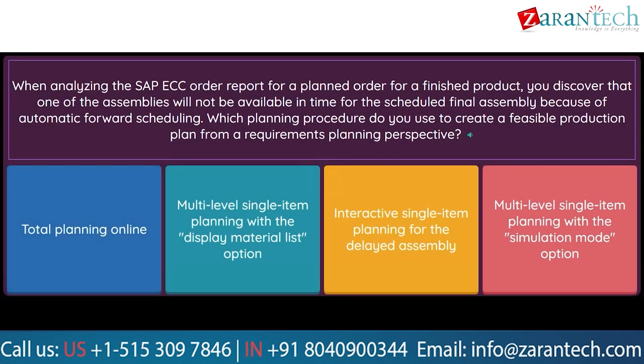Question: when analyzing the SAP ECC order report for a planned order for a finished product, you discover that one of the assemblies will not be available in time for the scheduled final assembly because of automatic forward scheduling. Which planning procedure do you use to create a feasible production plan from a requirements planning perspective?